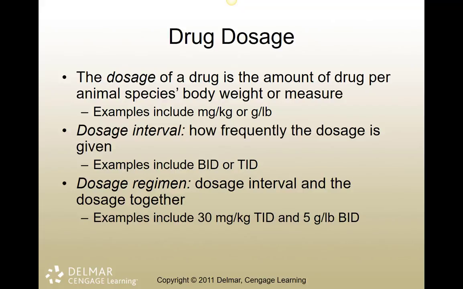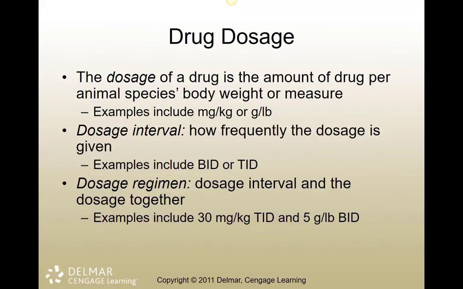Dosage interval is how often we give it. So SID is once a day, BID is twice a day, TID is 3 times a day, QID is 4 times a day. If it's more than 4 times a day, then we say Q and however many hours. So Q4 hours is every 4 hours. So QID is every 6 hours. If we need something every 4 hours, we don't have anything for 5 times a day, so we call it Q4 hours. Or Q2 hours or Q1 hour, that's your drug interval.